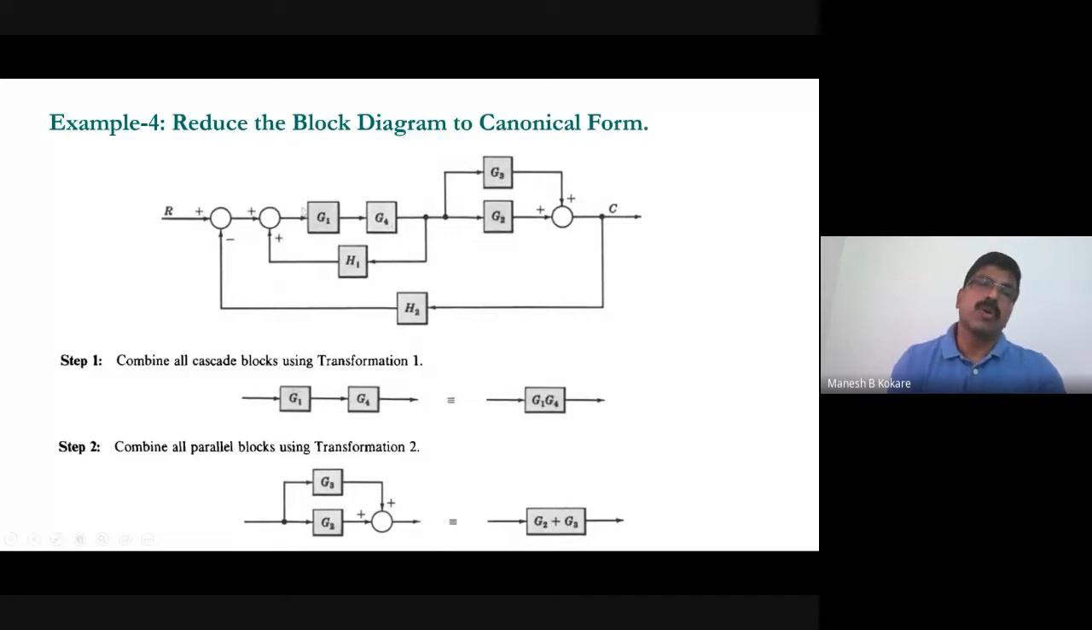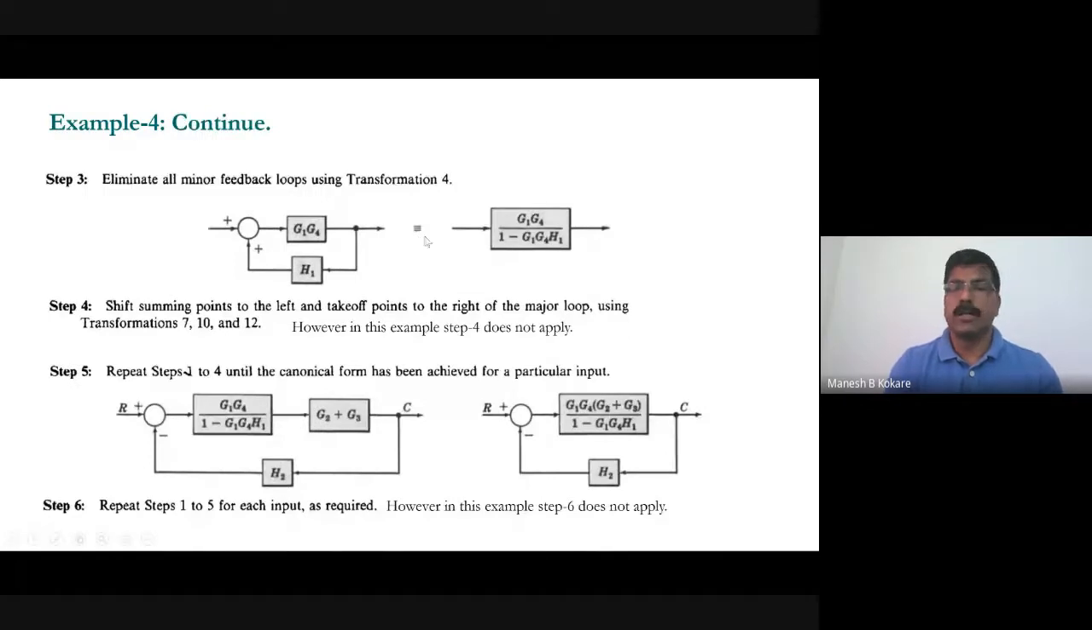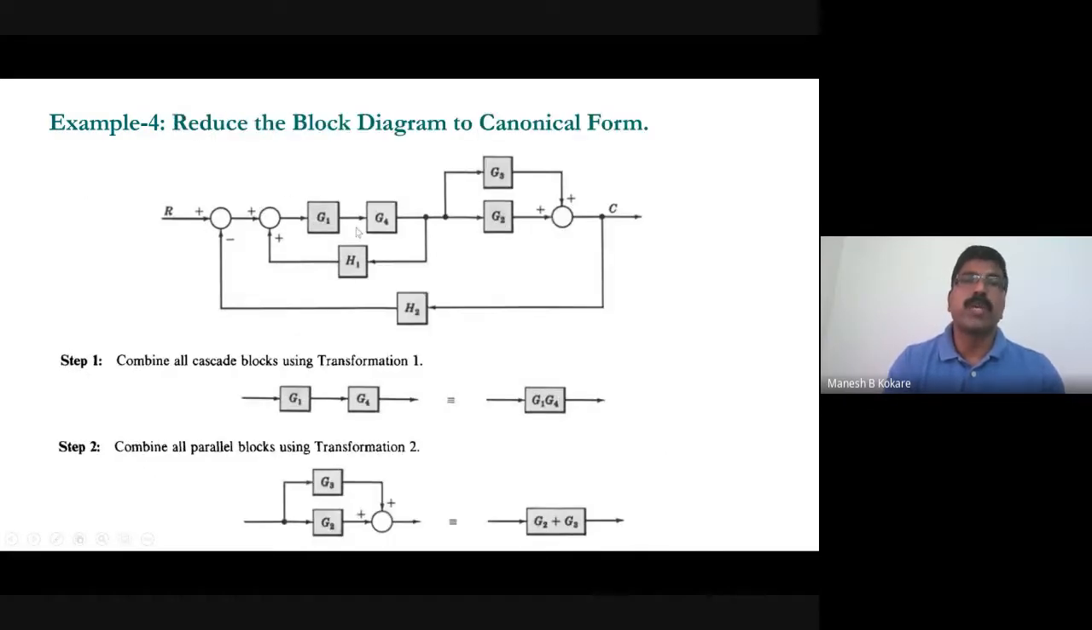Now, this one block is there and this another block is there, but you cannot take these in cascade, because in between you have this takeoff point. So you have to apply the third rule, that is eliminating the feedback loop. Now see that here Z1 Z4 is there, and then this H1 will be in feedback, right? So this is in feedback now, but the feedback is positive feedback, right?